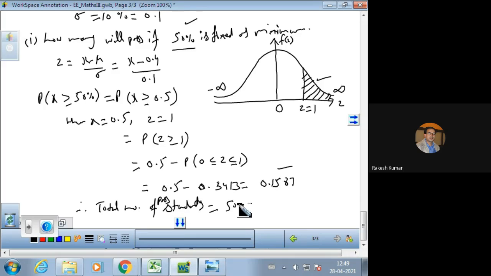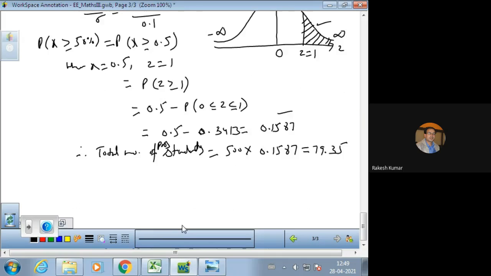So now the total number of students who pass, out of 500: 500 into 0.1587 comes out to be 79.35. You can round off because students can never be in decimal fractions. So 79 students will pass if the passing criterion is fixed at 50%. This is a very important part.